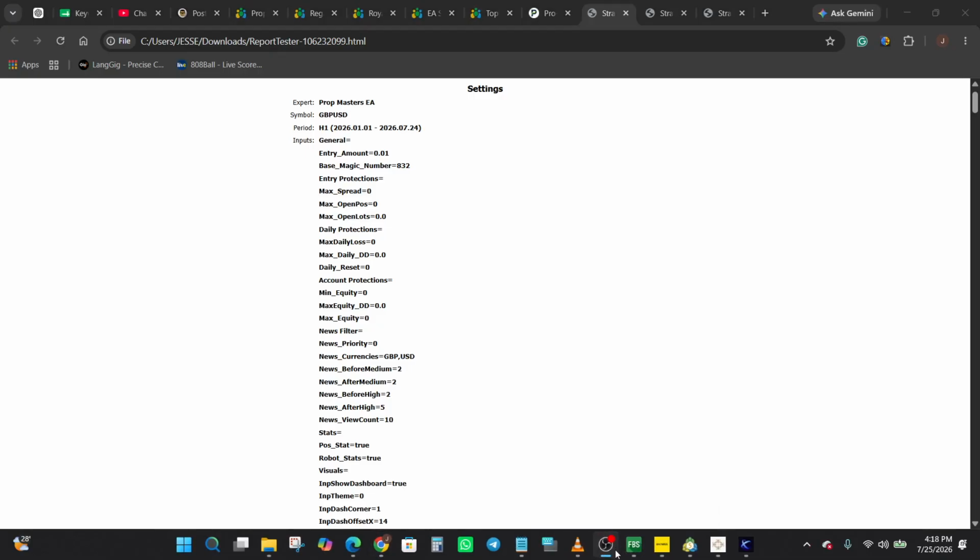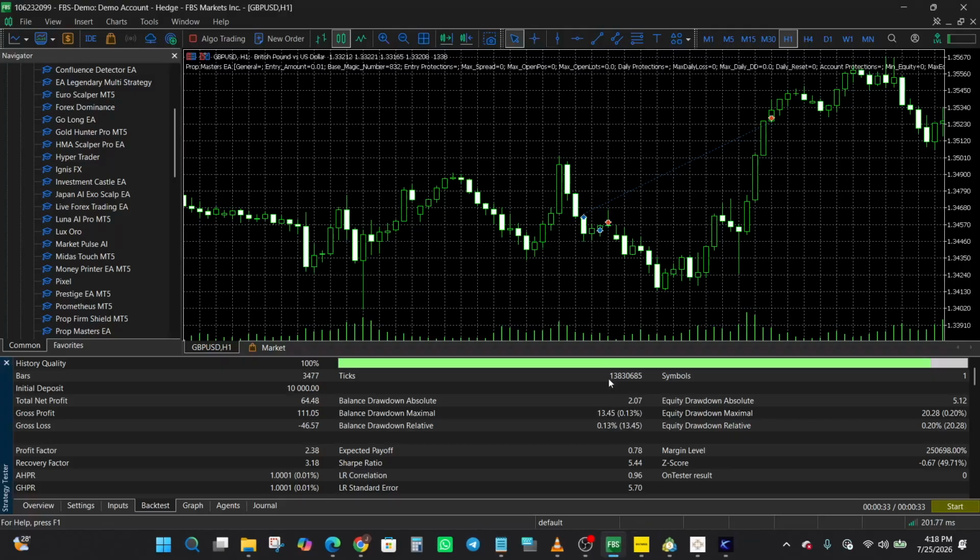Now, it is important to remember that these are historical backtest results and should never be taken as a guarantee of future performance. Actual market results can vary significantly depending on your broker spreads, execution speed, slippage, lot sizing, and risk parameters.